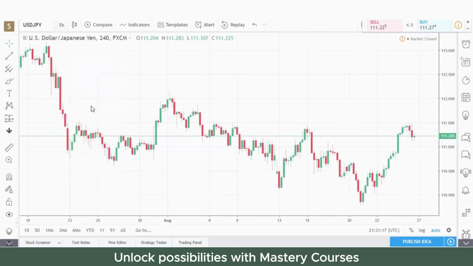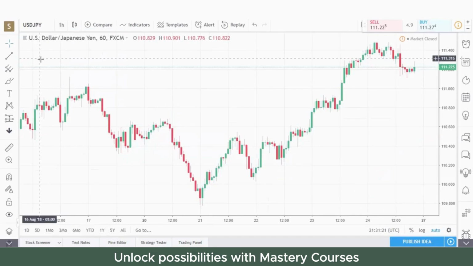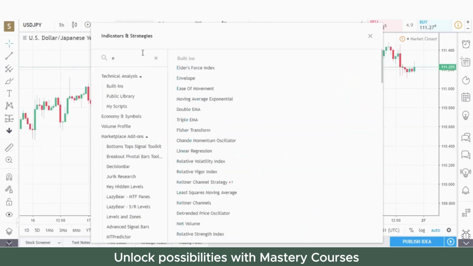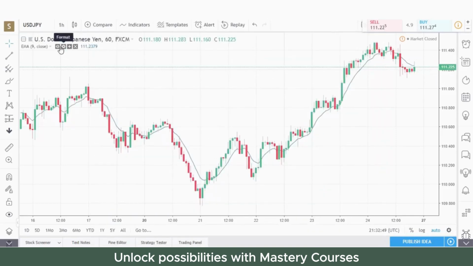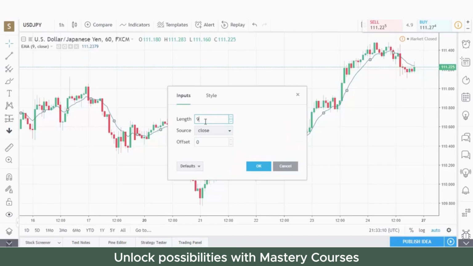Now we're going to go to the hourly chart and we're going to set up our exponential moving average. We're going to go to indicator at the top, type in EMA to get moving average exponential. We'll close that. We'll come over and these are our settings for our moving average. And what we're going to use is a 20-day and a 5-day. Our 20-day is going to be our slow line, and our 5-day is going to be our fast or our signal line.